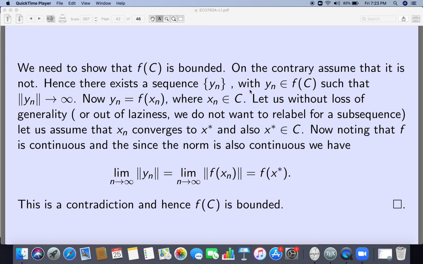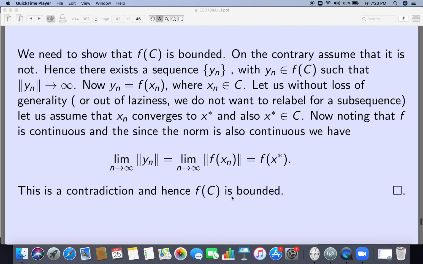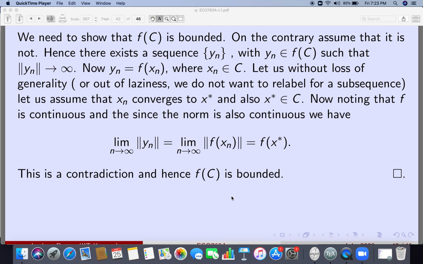Now I can switch the limit and f. So the limit of f of xn, because f is continuous, is f of x star. So first we interchange the norm and the limit, then we interchange f and the limit. So you get f of x star. But what is the limit as n tends to infinity of norm yn? It is infinity. So there is a contradiction here, and hence Fc is bounded. We started with the opposite assumption, that Fc is not bounded, and came to a contradiction. This is called proof by contradiction, which is one of the greatest tools the mathematician has.